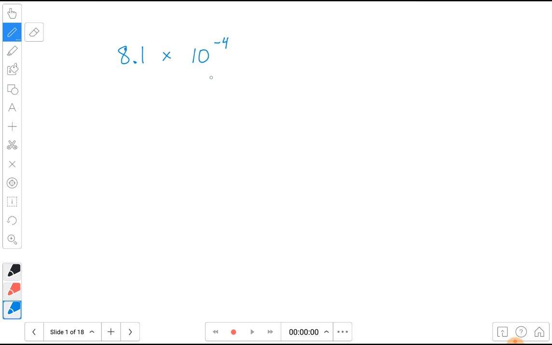Times, and then we have a power of 10. Okay, so the base is 10, and then some exponent, could be negative or positive. So this is scientific notation.